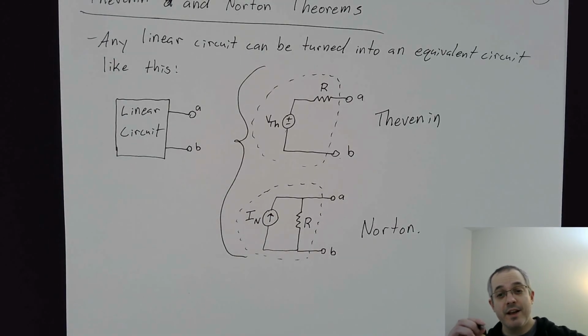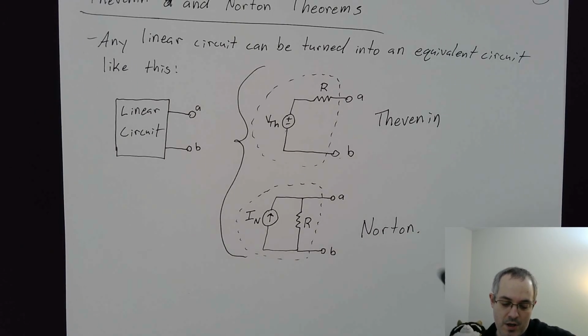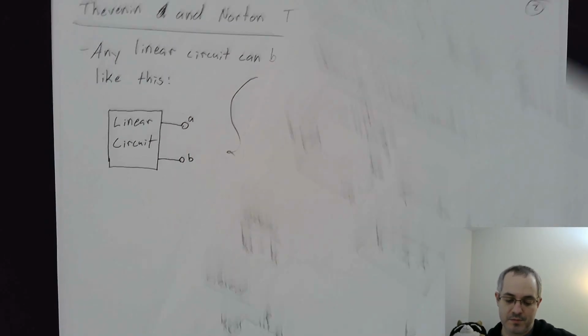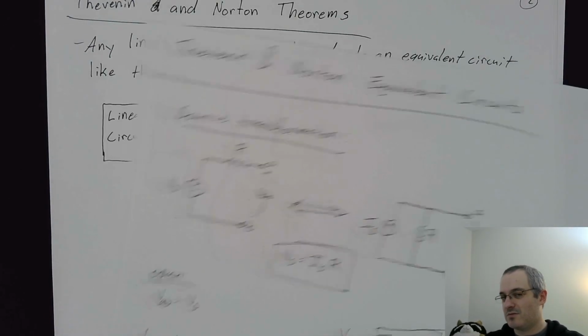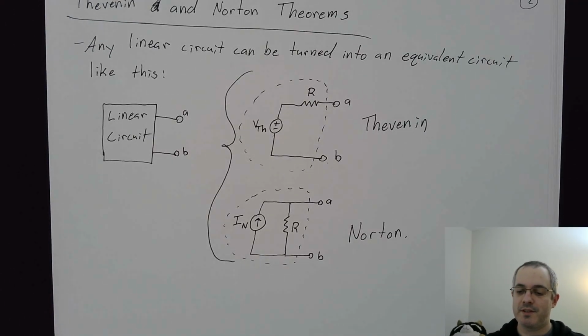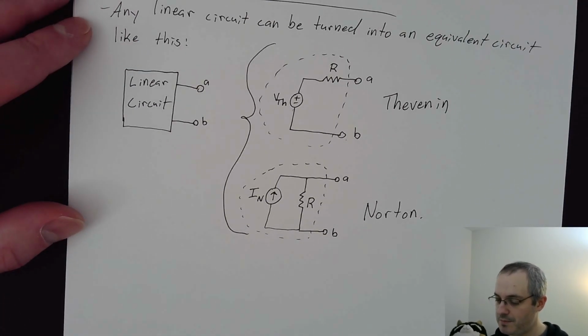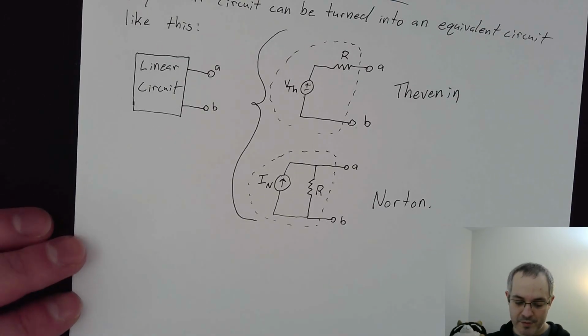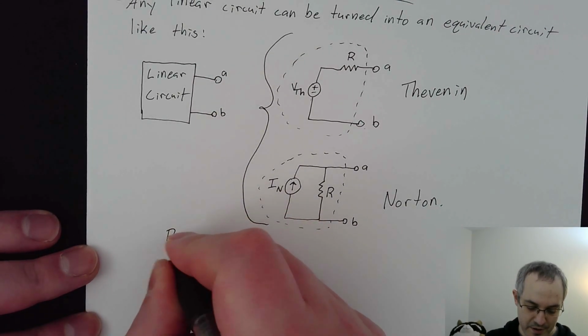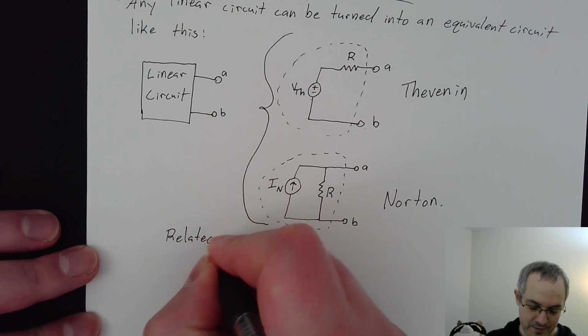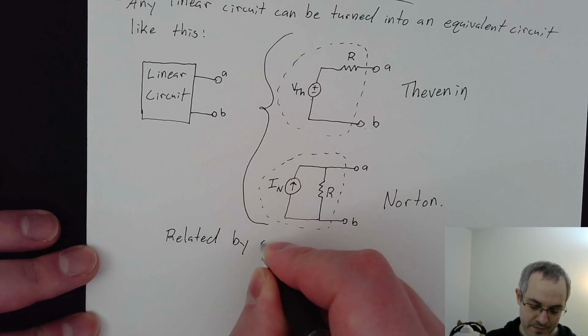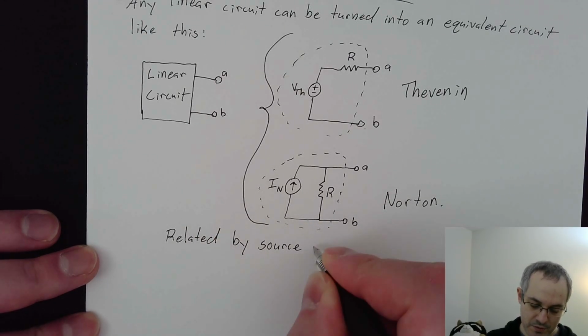Now, I think Thevenin did his first, and then Norton did one, which is a little weird because, as we saw, they're kind of the same thing. So it seems like someone was just kind of, I don't know, cheating. But anyway, they're related by source transformation. We'll make a note of that just so we can say that we've written it down. Related by source transformation.